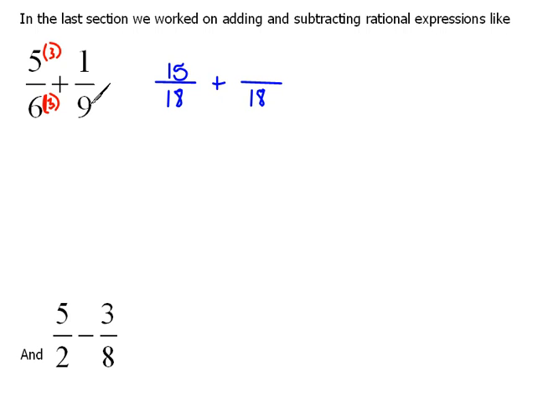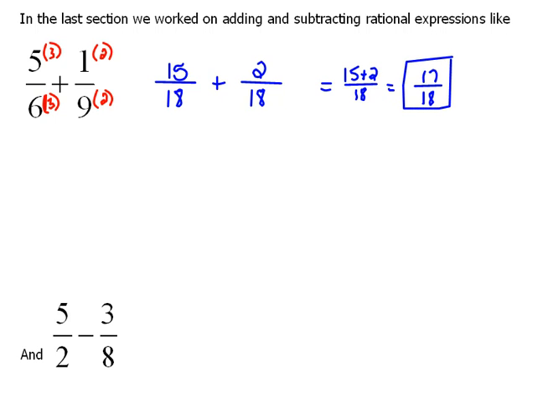Now we're going to do the same thing with the second fraction. So 9 times 2 would give us 18. So we have to do the exact same thing to the top. 1 times 2 would be 2. And now we can go ahead and add those fractions together. So that would be 15 plus 2 over 18, which would be 17 over 18.